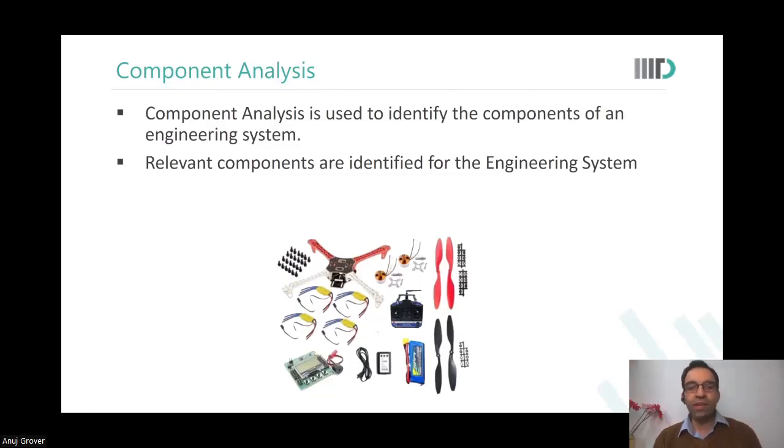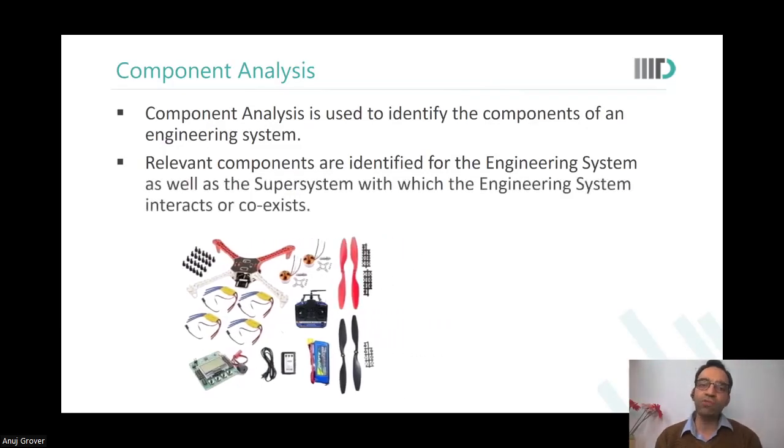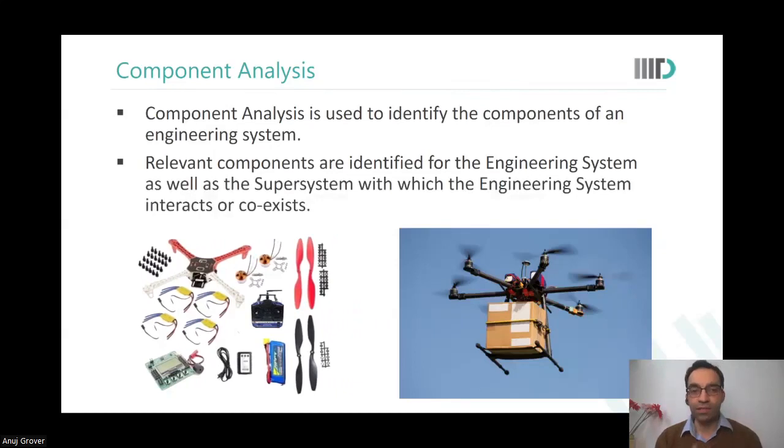So what we are saying is that in component analysis, we first identify the components of an engineering system and then also of the super system. For example, this drone would be carrying a payload. That payload is a part of the super system. It would be rising up in the air, so air is a part of the super system. Can your drone function in a vacuum? No, it does require air, but you don't need to sell air along with the drone. The air is available in the super system.